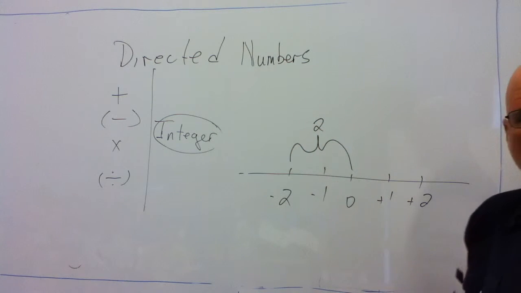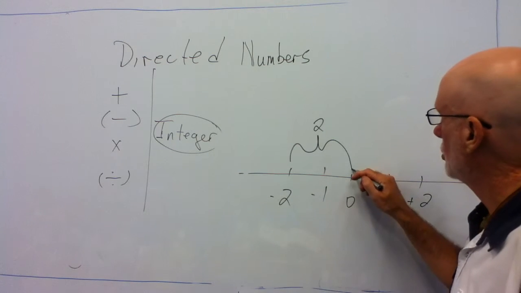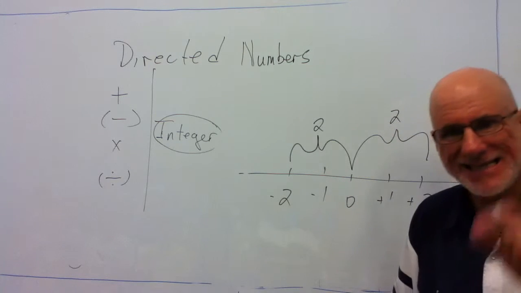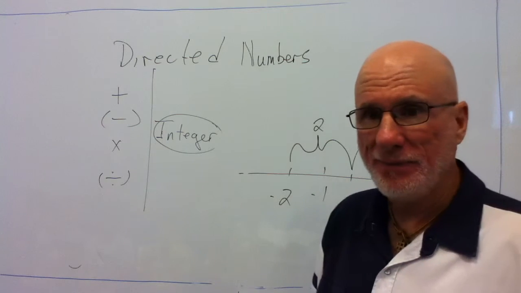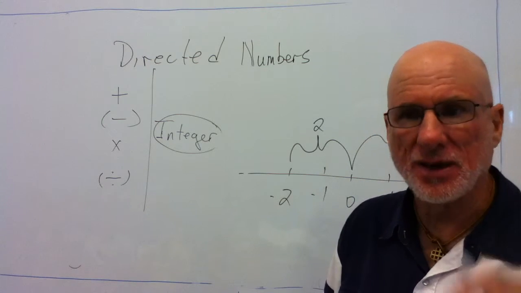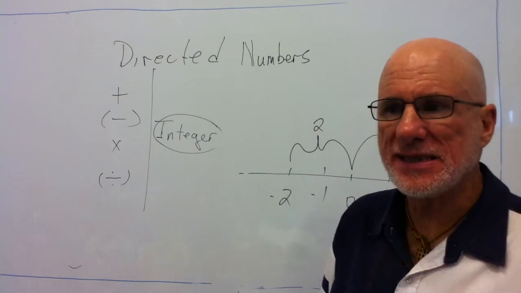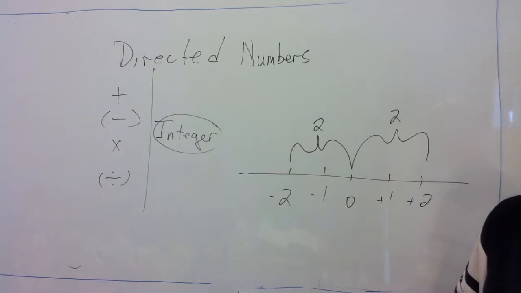2. What's the distance between 0 and positive 2? 2. Is the distance between 0 and negative 2 the same as the distance between 0 and positive 2? Yes. What is the distance between 0 and 2 places to the left of 0?